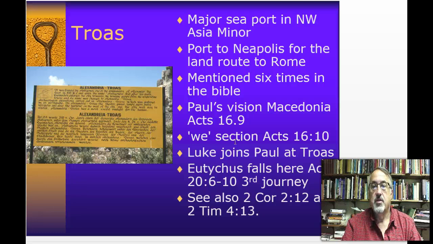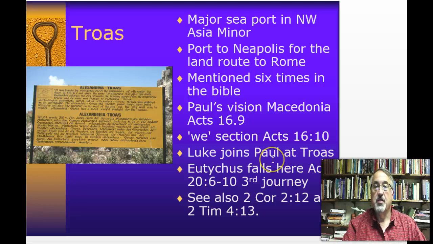It was a port here, port to Neapolis. Paul's vision is here in Acts 16. This is also important of the we sections. This is where Luke joins in, most people believe, because the text changes to we, as Paul's journey is being written about by Luke. So evidently Luke, most people speculate, is from Troas perhaps, or from this region. At any rate, Paul is also here in Acts 20, where Eutychus falls asleep while Paul's preaching, and we can look at these other biblical references as well.